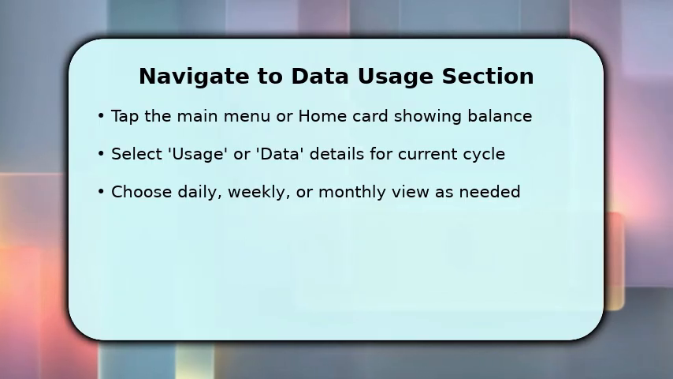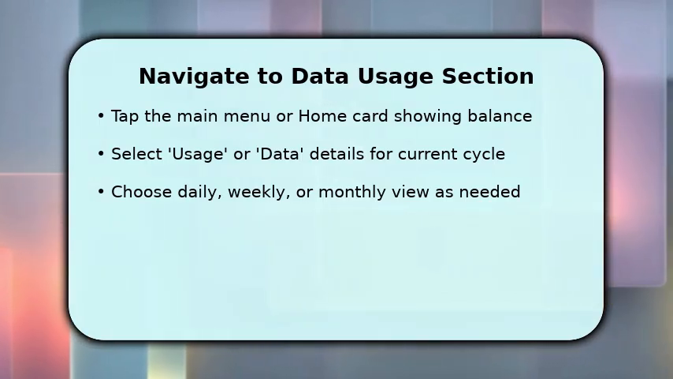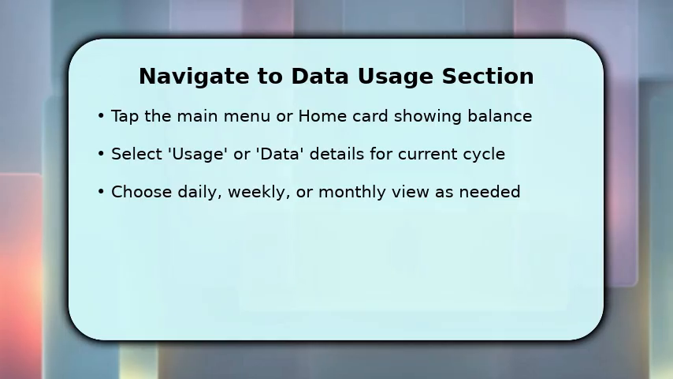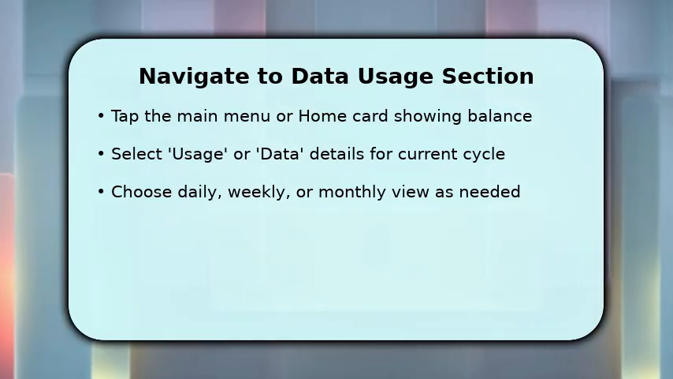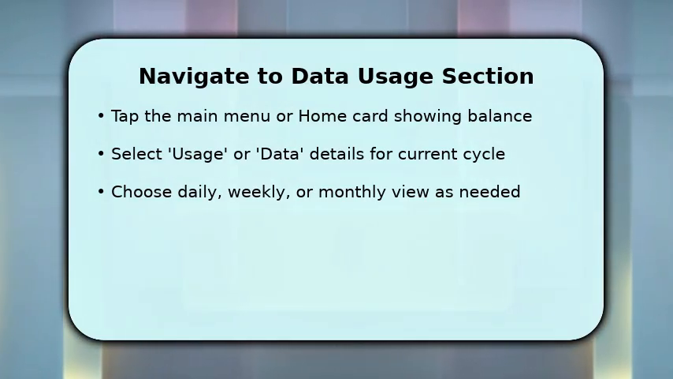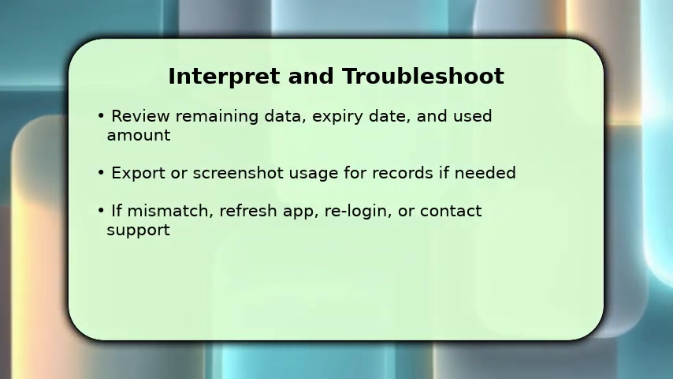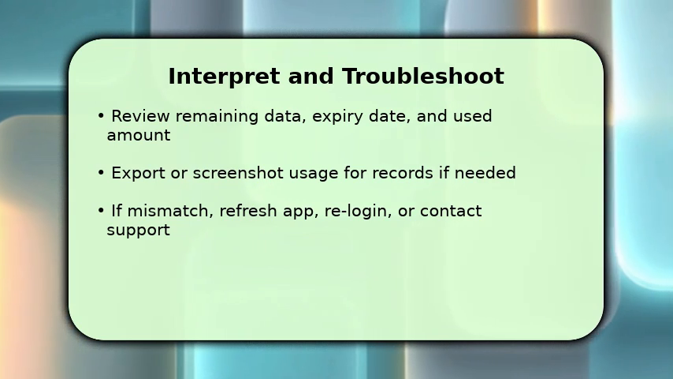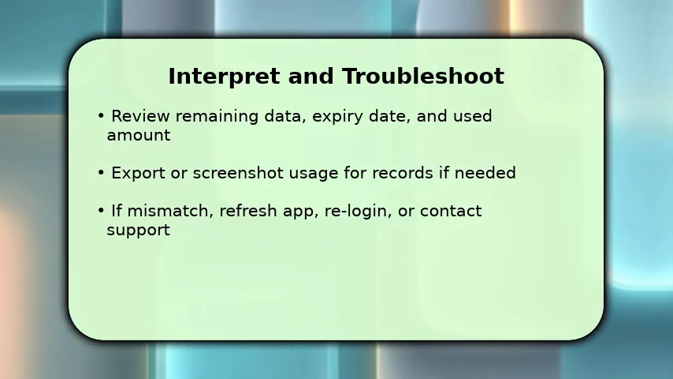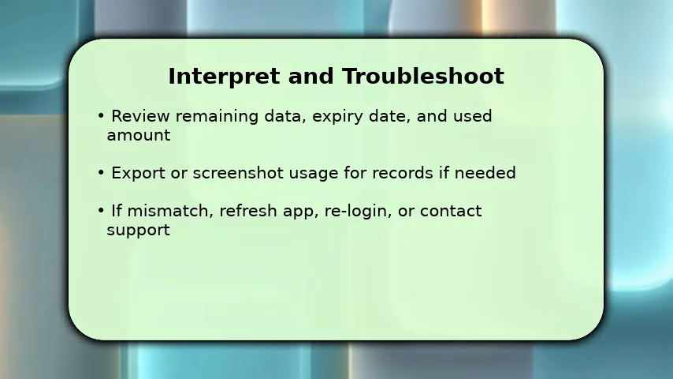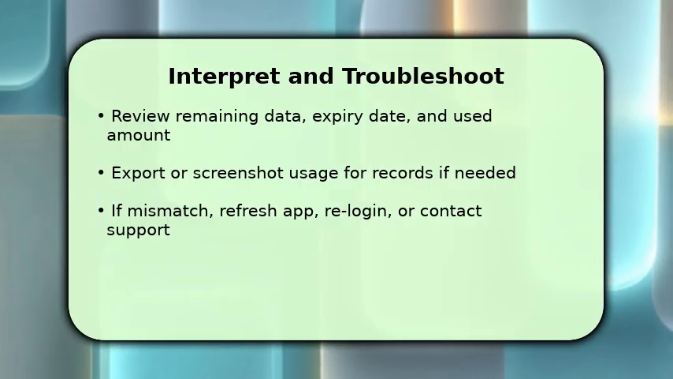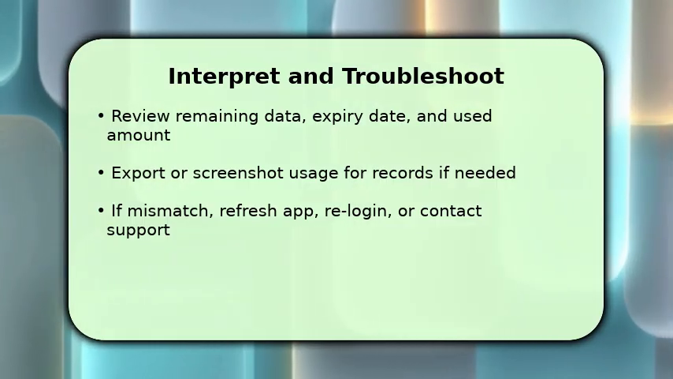If you need device-specific information, look for a section that lists connected devices or app-wise usage to understand which apps consume the most data. Now read the numbers: remaining data, used amount, and expiry date to plan usage. The app often shows per app or per day consumption, which explains sudden drains. Once satisfied, screenshot or export the usage report for your records.